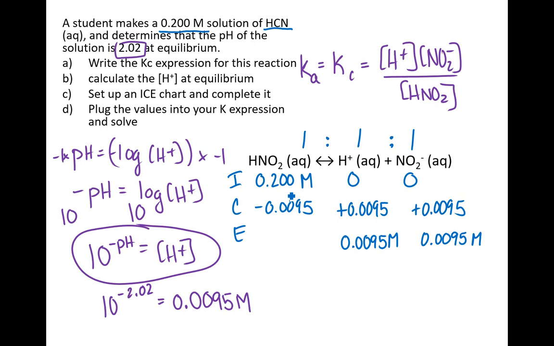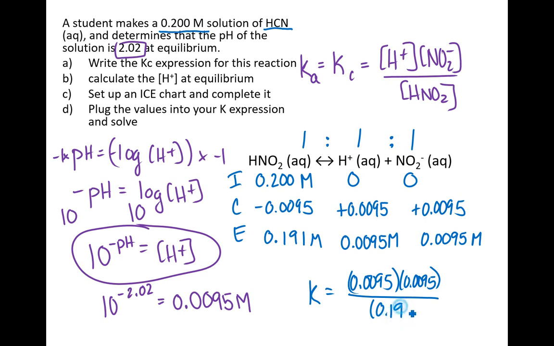So if I take 2 and negative 0.0095, I get 0.191 if I round it to the right number of sig figs. Then I'm going to go over and plug that into my K expression. So notice K is 0.0095 times 0.0095. You could write that as 0.0095 squared if you would like, divided by 0.191, and you end up with 4.7 times 10 to the negative fourth. You can't really see the 4 there.